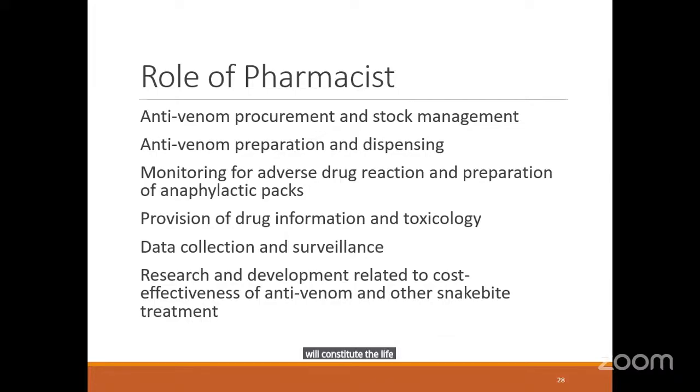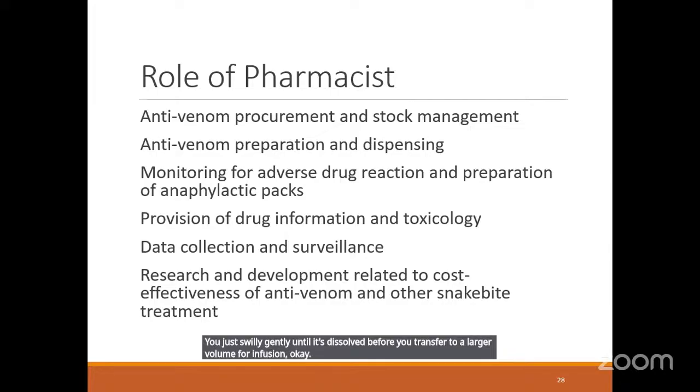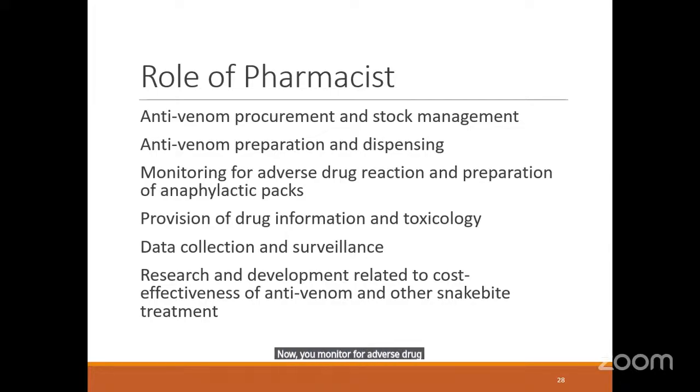You don't shake vigorously. You swill. You just swill it gently until it's dissolved before you transfer to larger volume for infusion. Okay. Now you monitor for adverse drug reactions, very important, and have your anaphylactic packs ready. Like you're ready, you have your adrenaline.